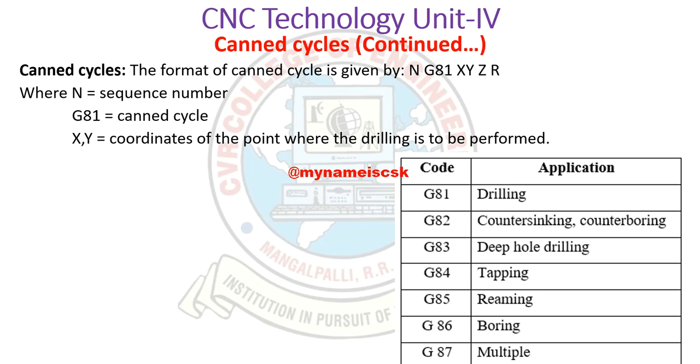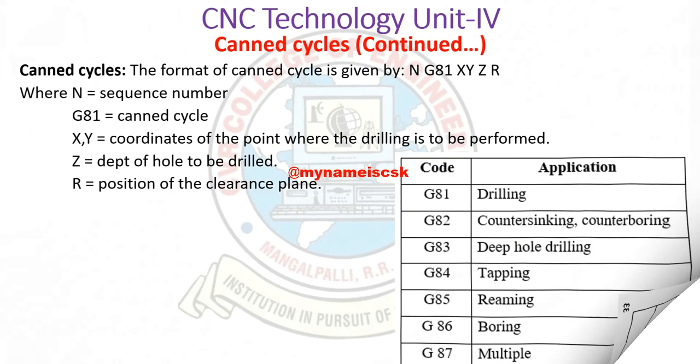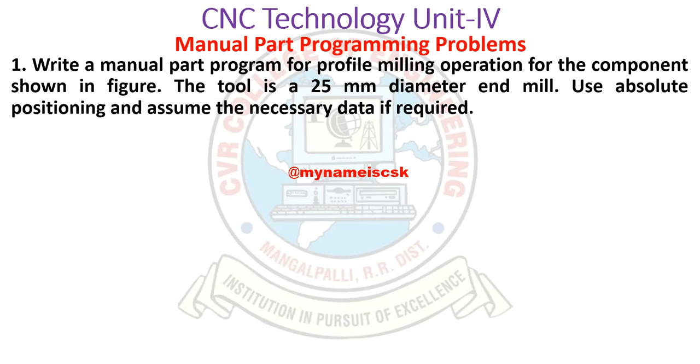So X and Y where the coordinates are, and we have to write the Z, how much depth of the hole. Suppose we are drilling 10 mm or 15 mm, like that we have to do. And R is the clearance position. Already we have seen that at some height we have to show the position. Okay, so if you are writing the G code canned cycle, then this is the N, G, X, Y data, Z, how much depth has to be done, and R, how much clearance you have to keep. So compulsorily they will ask you to write a program using canned cycle or without using canned cycle.